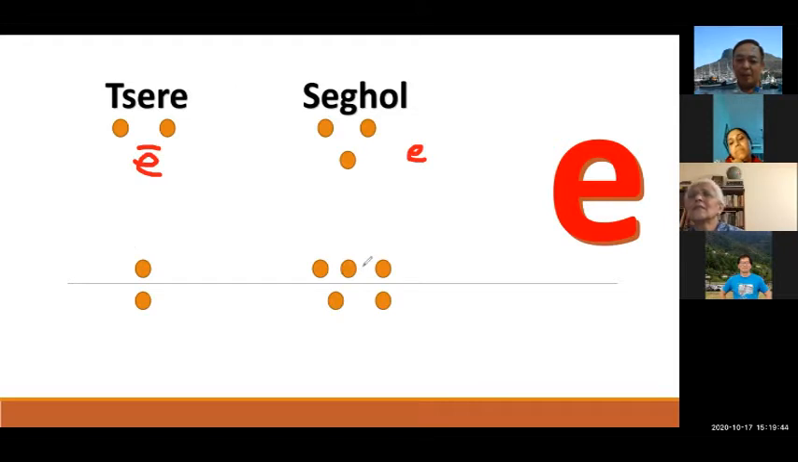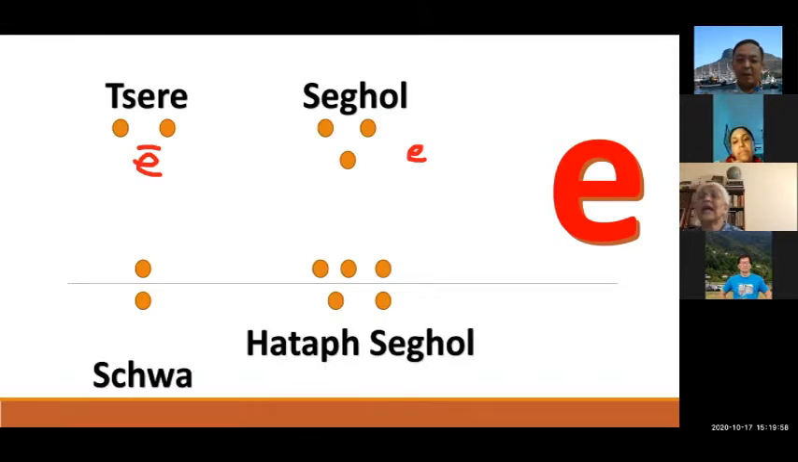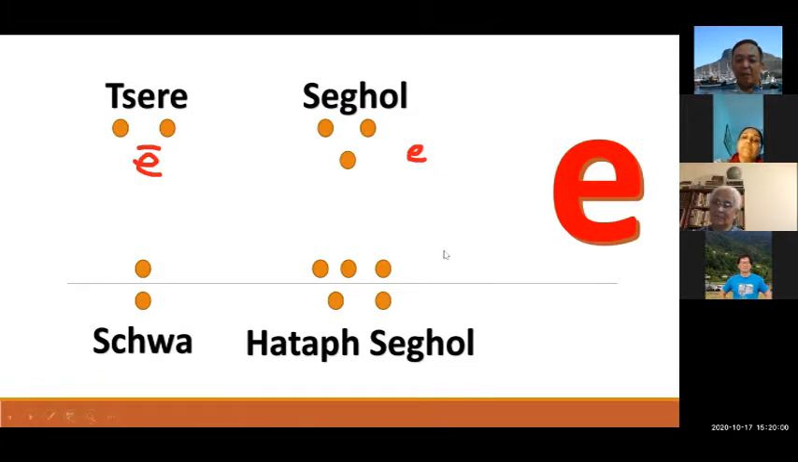And then this one here is a hataf sego, because there's a sego here. The three dots here is a sego, so this is a hataf sego. Let me show you the spelling here, the schwa and hataf sego. The hataf sego is the very short E vowel. It's written this way, with a little pot on top of it. So this is a reduced E vowel.